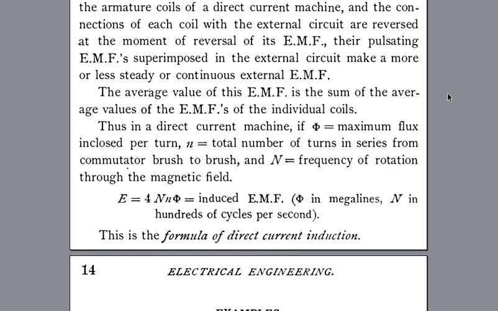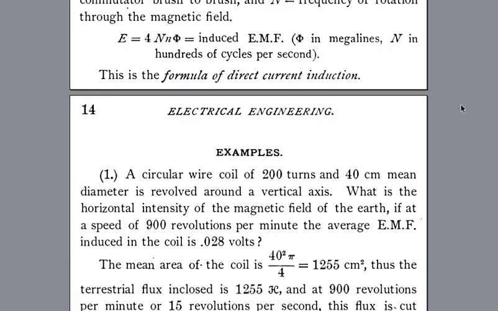Thus, in a direct current machine, if Φ equals maximum flux enclosed per turn, and N equals total number of turns in series from commutator brush to brush, and n equals frequency of rotation through the magnetic field, then E = 4 nNΦ is the induced electromotive force, with Φ in megalines, n in hundreds of cycles per second. This is the formula of direct current induction.